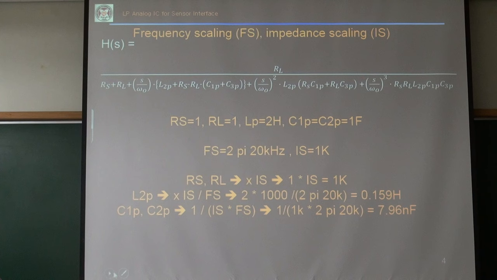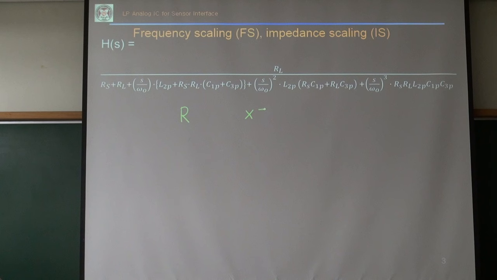See, so resistance multiplied by IS, inductor multiplied by IS divided by frequency scaling, capacitance multiplied by 1 over IS times FS, right? Then my transfer function remains the same. Sorry, my frequency is multiplied by FS, right? Okay. Then transfer function remains the same. My omega zero will change. I mean, this is a little bit wrong. So this.